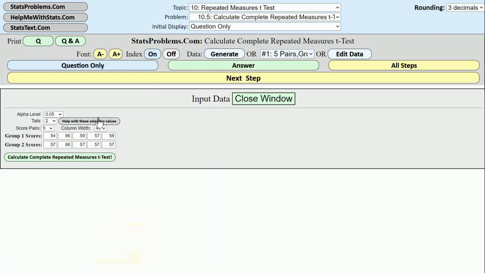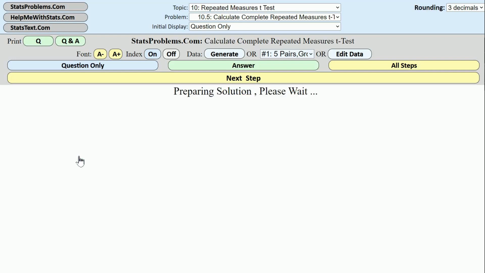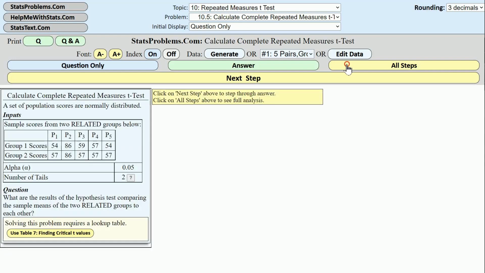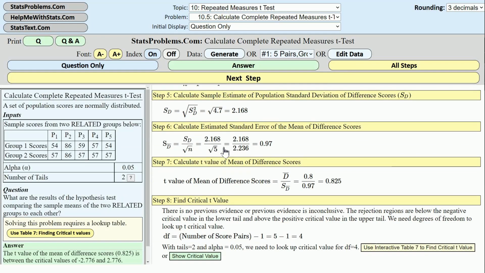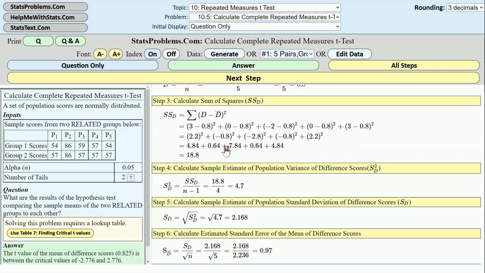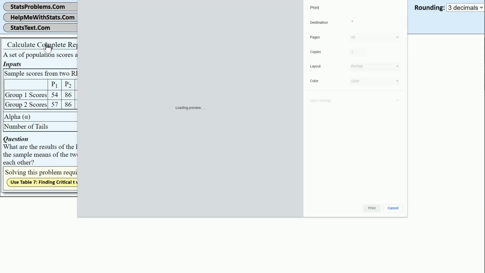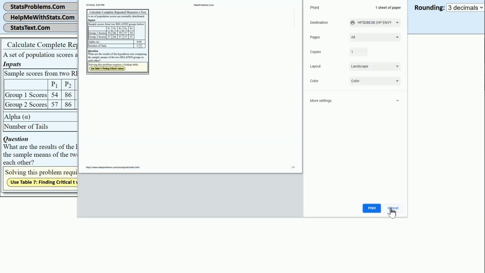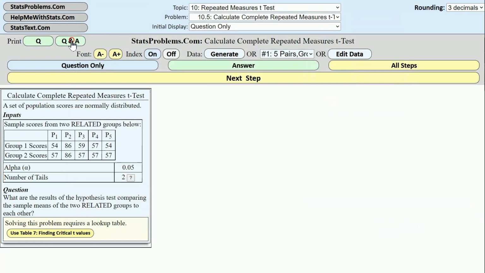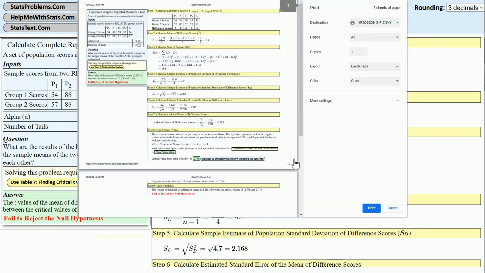The Edit Data button can help us create problems with customized input. Instructors can use this function to create problems with complete solutions to use on exams, in class, or for homework. For printed output, we can print the question. Or we can print the question with the complete solution.